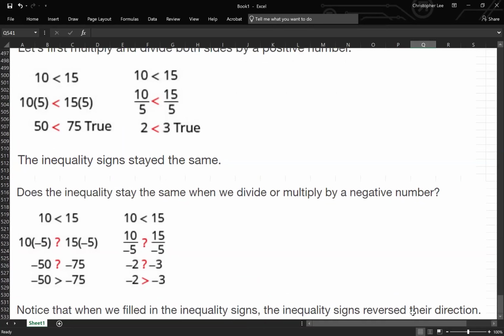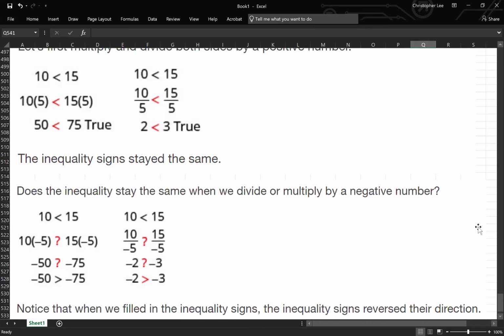All right, so this is our problem right here. Does the inequality stay the same when we divide or multiply by a negative number? So let's say I have 10 is less than 15, and I multiply both sides by -5. So I have 10 times -5 and I have 15 times -5. That's going to give me -50 and -75. But is it true that -50 is less than -75? It's not. -75 is actually smaller than -50. You'd rather owe $50 than owe $75. So the sign flips.